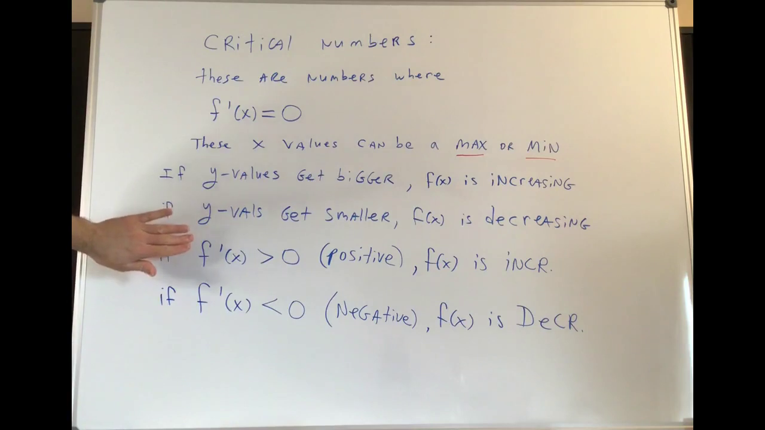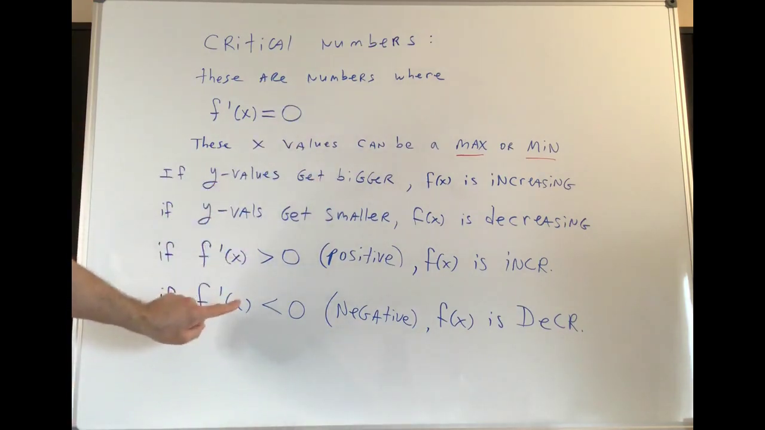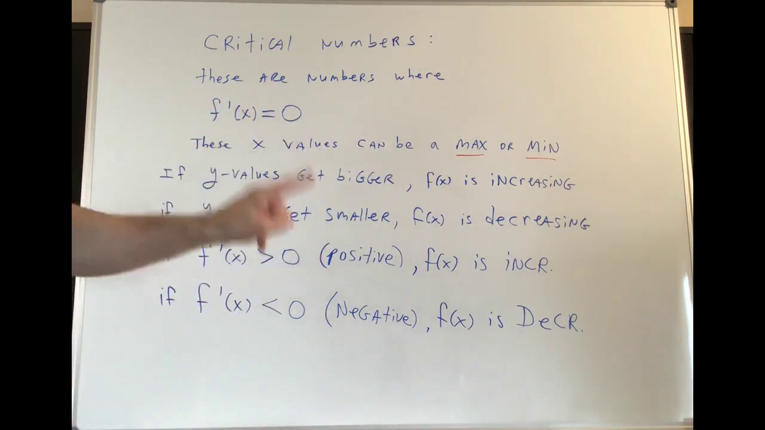So if the first derivative is positive, graph is going up, increasing. First derivative negative, graph is going down, decreasing, okay?